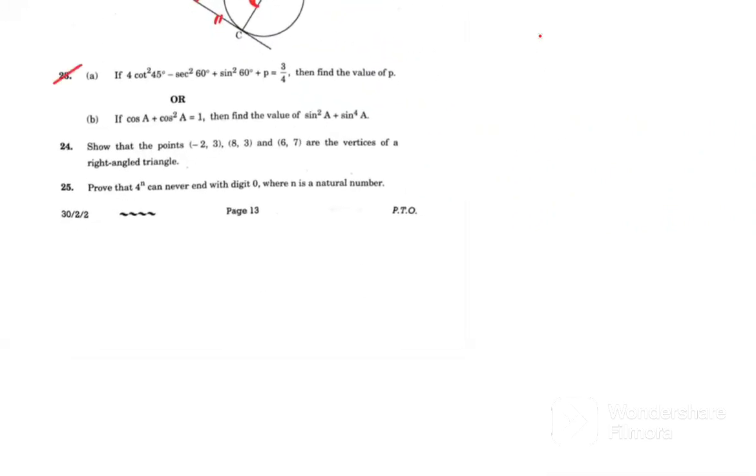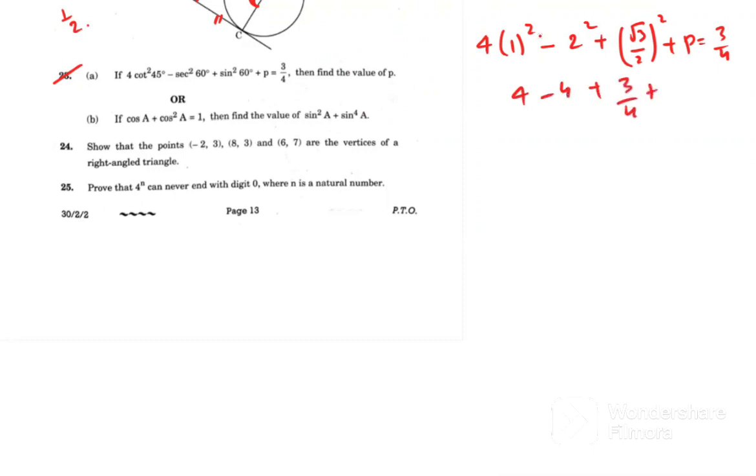Next, question number 23 part A. Here we have 4 into cot square 45 degrees. Cot 45 is 1, so 1 square, minus secant 60 degrees. Secant 60 is nothing but 2, because cos 60 is 1 by 2 and secant 60 is the reciprocal of cos, so 2. So we have 2 square plus sin 60 square. Sin 60 is root 3 by 2, so root 3 by 2 whole square, plus p is equal to 3 by 4, and then we have to find the value of p. So we have 4 minus 4 plus 3 by 4 plus p equals 3 by 4. The 4 cancels out, therefore p equals 0. The answer for this is p equals 0. Next, question B.